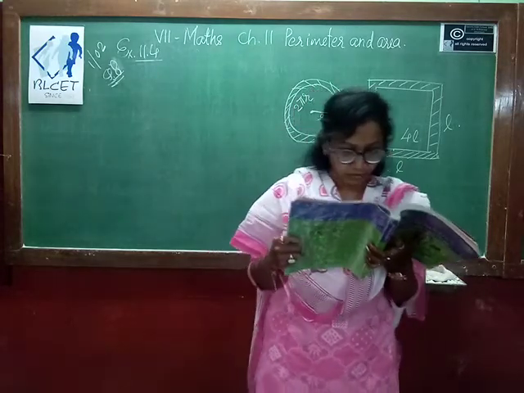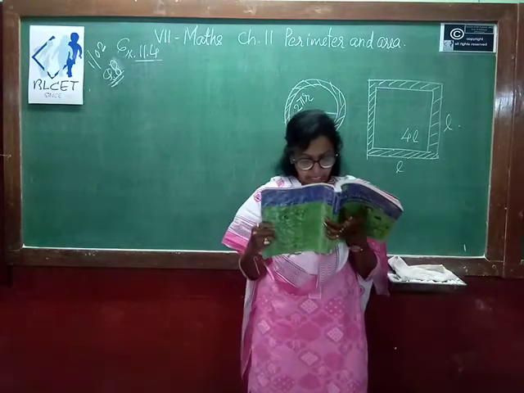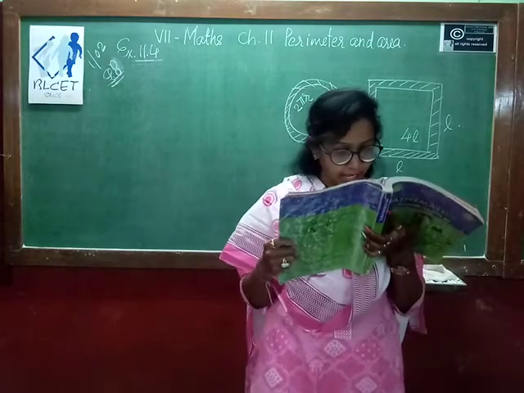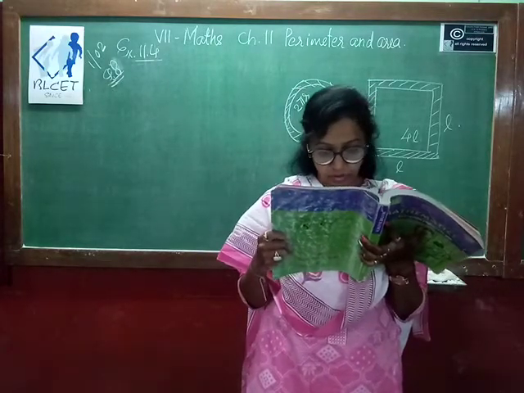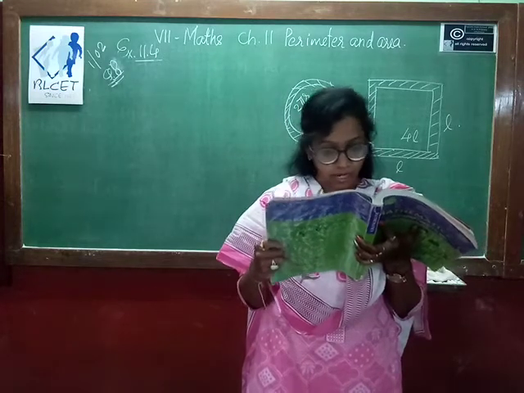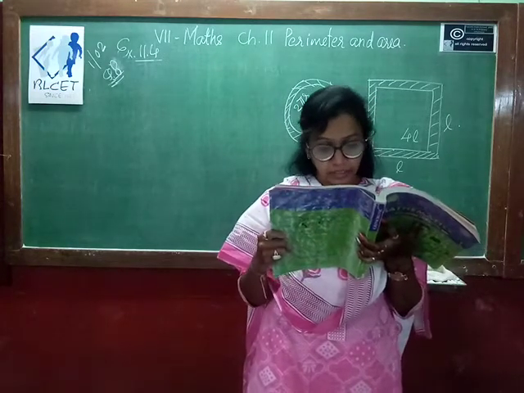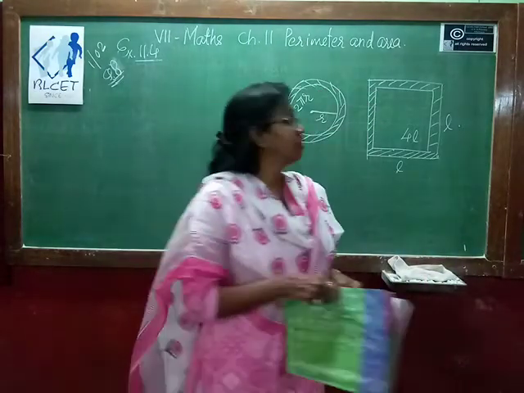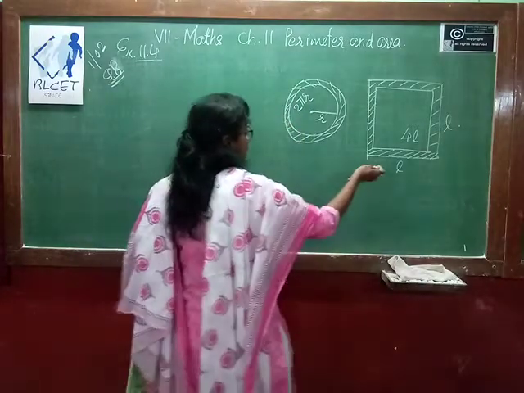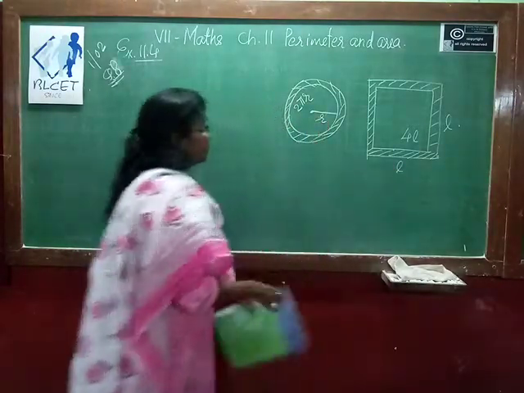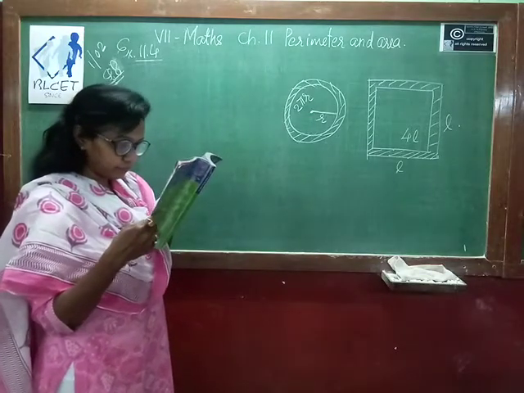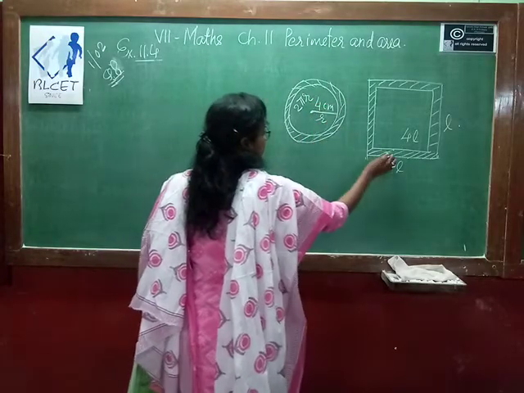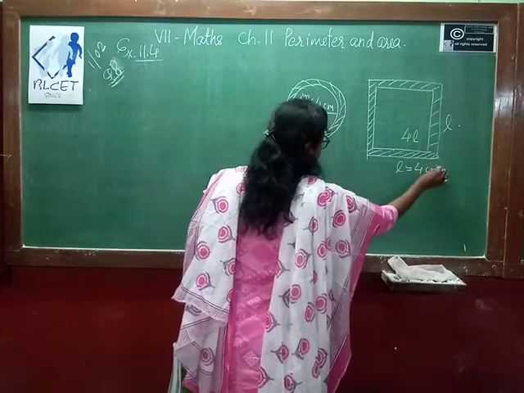Question number 8. Pragya wrapped a cord around a circular pipe of radius 4 cm and cut off the length required of the cord. Now she wrapped it around a square box of side 4 cm. Did she have any cord left? And if yes, then how much? So what do we have to do? Here the radius is given. The radius is equal to 4 cm. And here the length is given, that is also 4 cm.